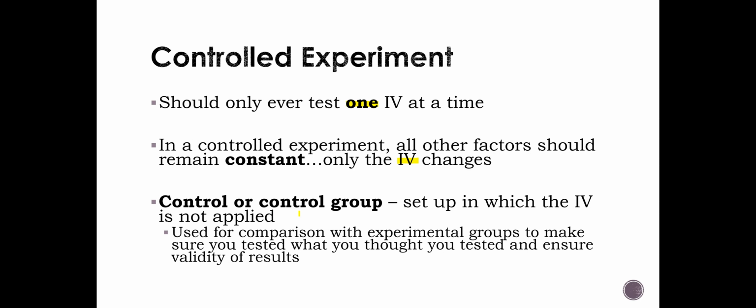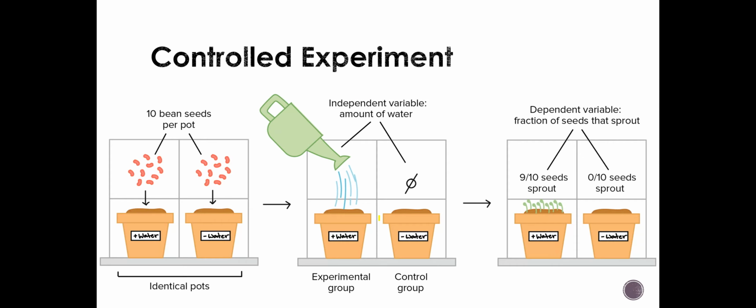So you need this comparison group that does not get the independent variable, okay? And that way we know that we're testing what we think we're testing, and when we get our results, they have some validity to them.